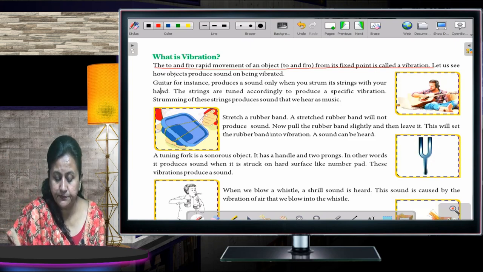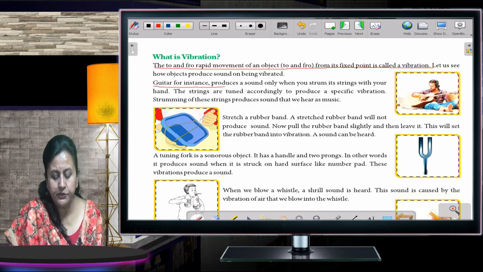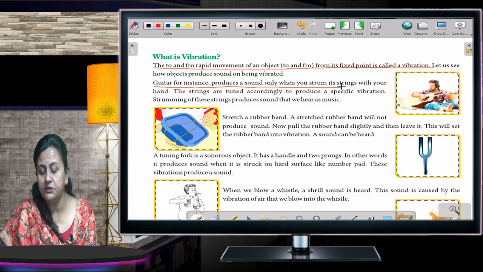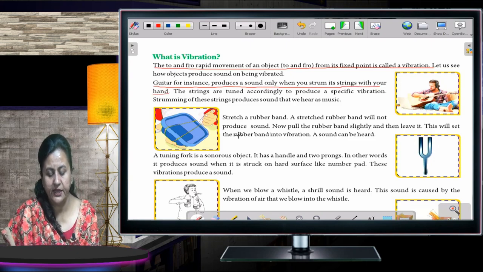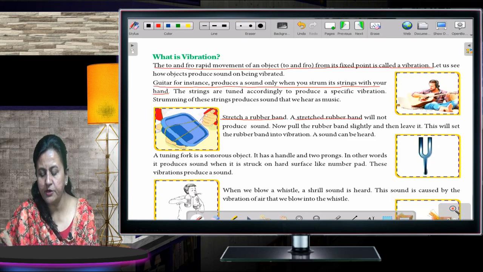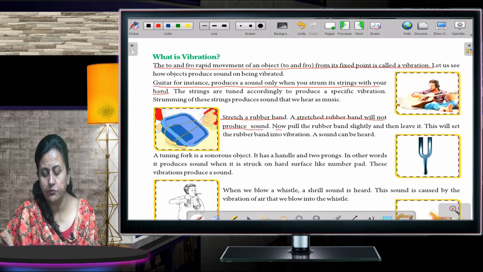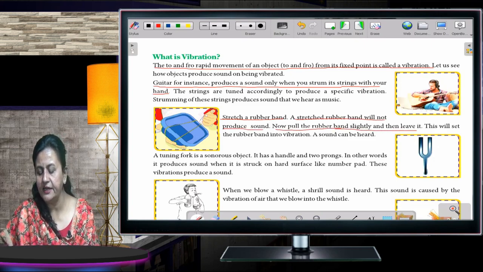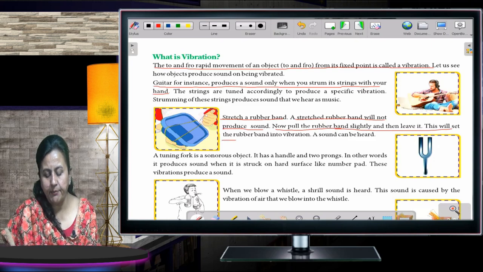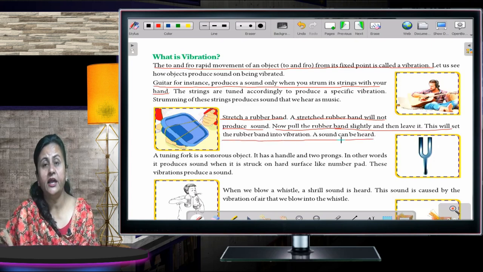So a guitar, for instance, produces a sound only when you strum its string with your hand. Then stretch a rubber band. A stretched rubber band will not produce sound. You now pull the rubber band slightly and leave it. This will set the rubber band into vibration. A sound can be heard.